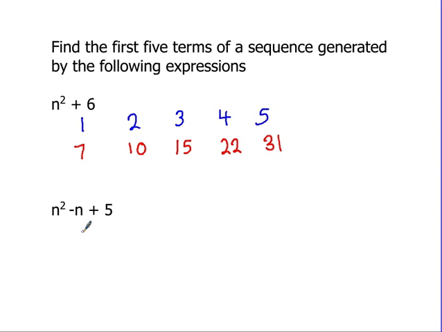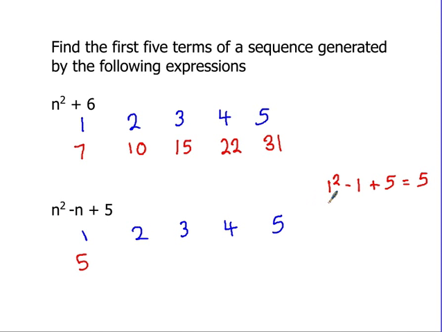For the final example, got a bit of a tricky one. So we're going to put n in. For the first term, we're going to put 1 in, but we've got an n there and there, so we've got to put it in both of those places. So we're going to have 1 squared, which is 1 times 1, which is 1. Actually, let me write this one out. So you've got 1 squared, take away 1, plus 5. 1 squared is 1, take away 1 gives me nothing, plus 5 gets me back to 5.